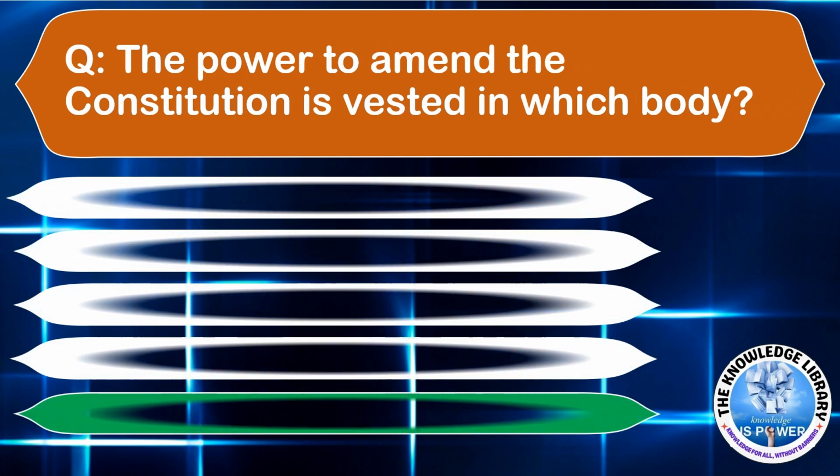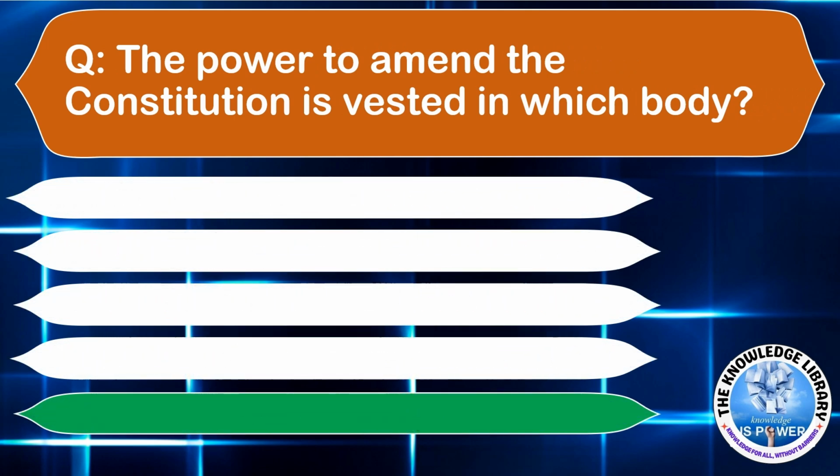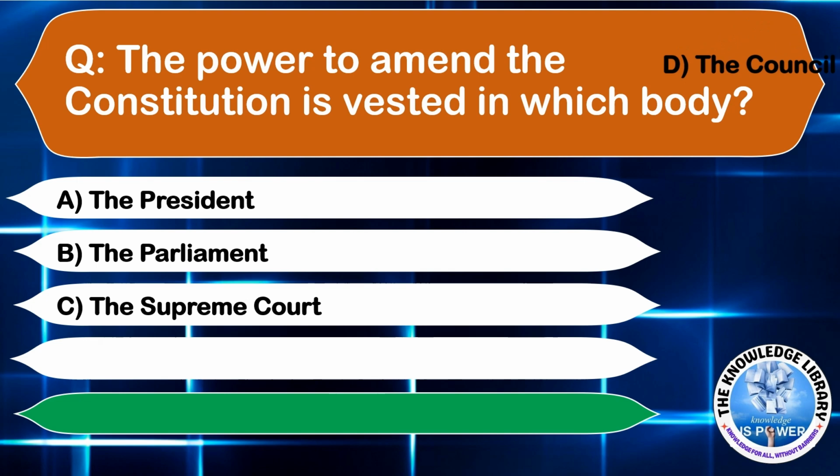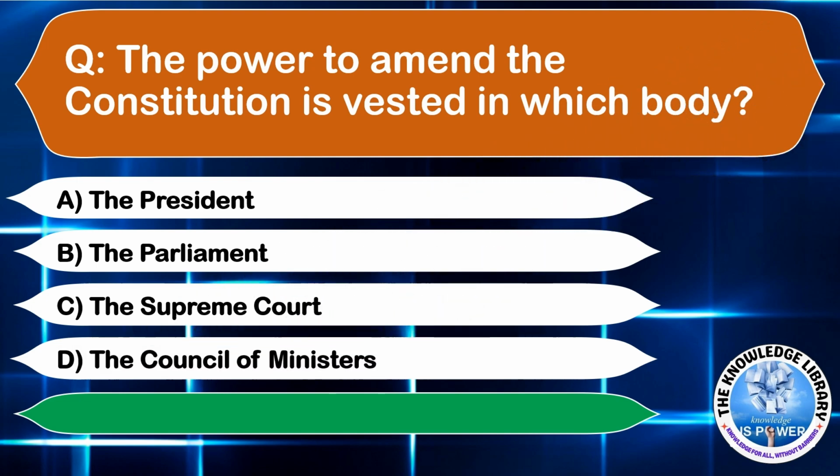The next question is, the power to amend the Constitution is vested in which body? Option A, the President. Option B, the Parliament. Option C, the Supreme Court. Option D, the Council of Ministers. Correct answer is option B, the Parliament.